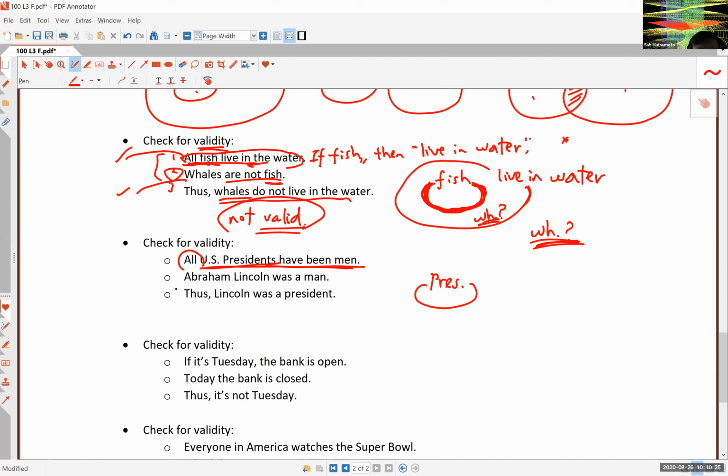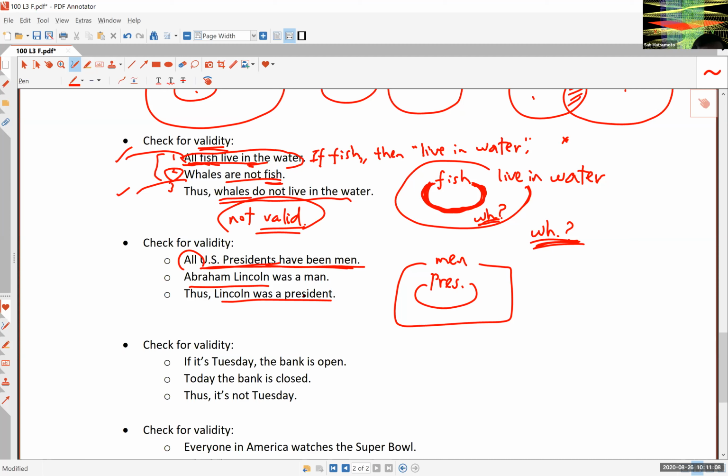If X is a US president, or if X was a US president, then that person belongs to the larger group of people called men. So this is the Venn diagram representing the relationship between the set of all things called US presidents and the set of all things called men. Abraham Lincoln was a man, right? And therefore Lincoln was a president. Now, of course, we know Lincoln was a president, but is this a valid statement? You may want to pause this for a little bit and think in terms of this Venn diagram and come up with an answer. Very important question here.